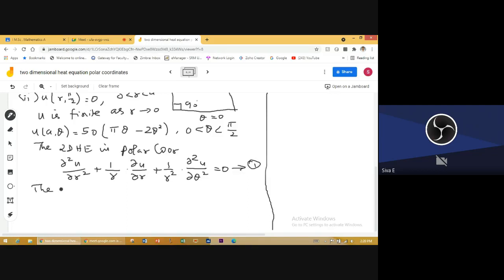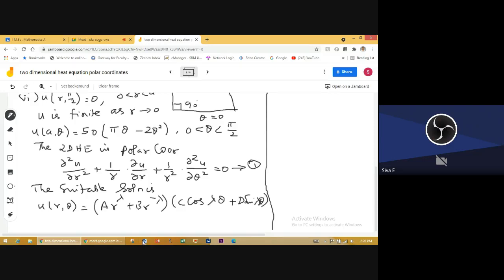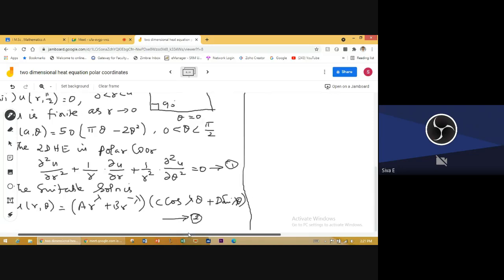So what is a suitable solution? The suitable solution is u of r comma theta equal to (A r power lambda plus B r power minus lambda) into (C cos lambda theta plus D sin lambda theta). This is equation number 2. Okay.